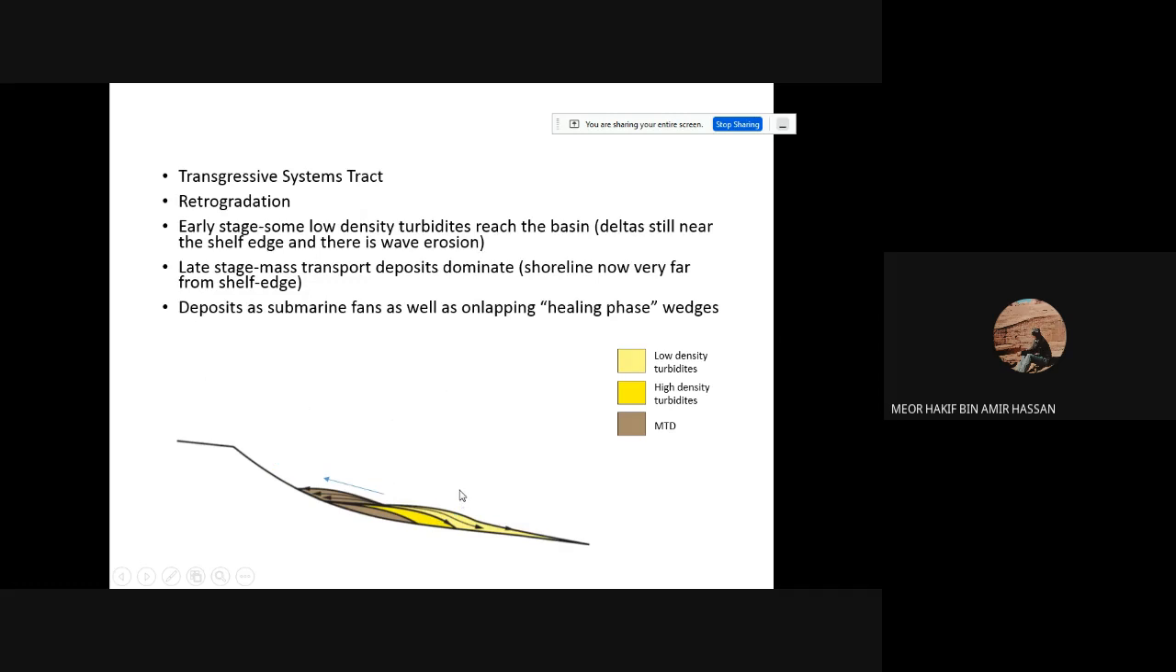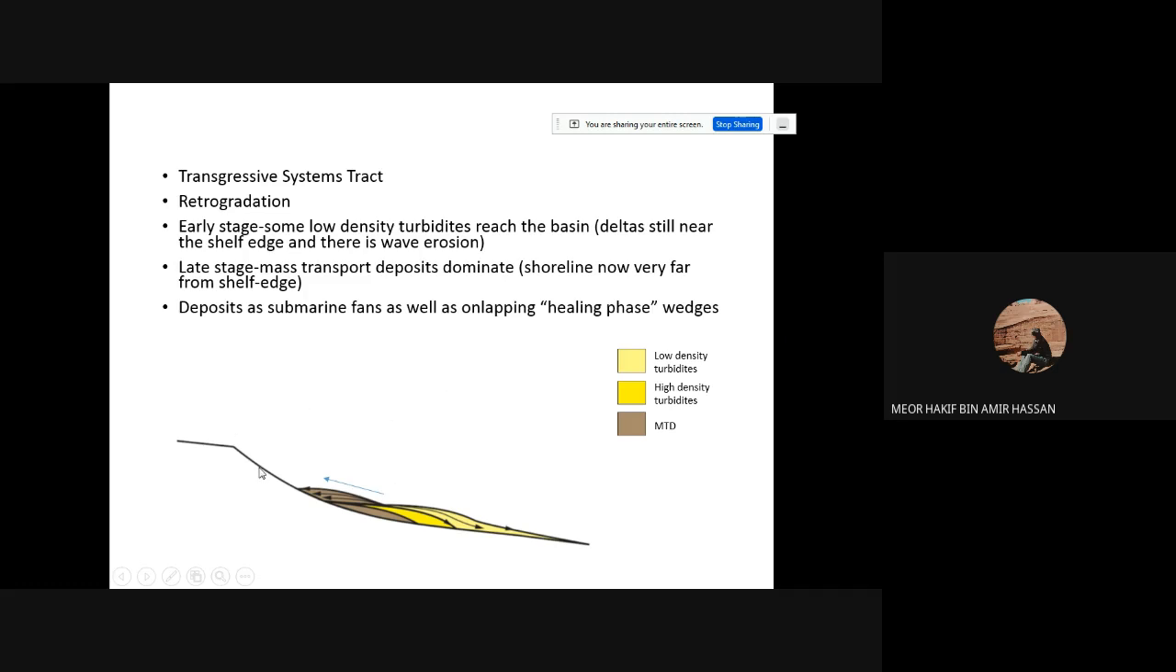Now, during the transgressive systems tract, sea level rise will be dramatic on the shelf and on the slope, right? So also in the deep marine area, you get the same kind of pattern. You get retrogradation. During the early stage, some low density turbidites can reach the basin. So it falls down here, goes onto the slope, and your turbidites can reach the basin, because you can still get deltas near the shelf edge, and there is wave erosion.